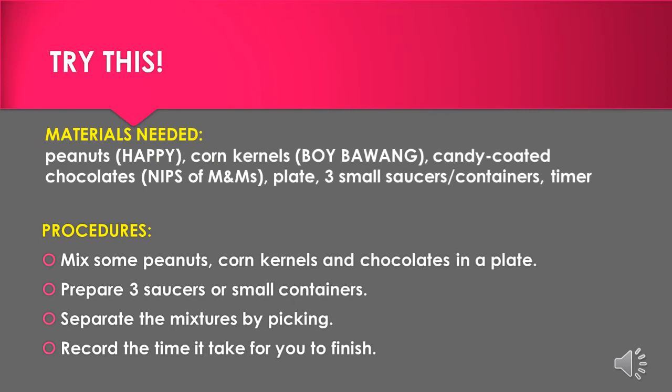So this is what you're going to do. You're going to mix the peanuts, the corn kernels, and the chocolate candy in a plate, and you have to mix them well. Then after that, you're going to prepare the three small containers or saucers where you will put each of the individual materials in your mixture. Then you're going to separate the materials in the mixture using your hand, so by picking. And to add a little bit of a challenge, record the time it takes for you to finish separating each of the materials in the mixture.